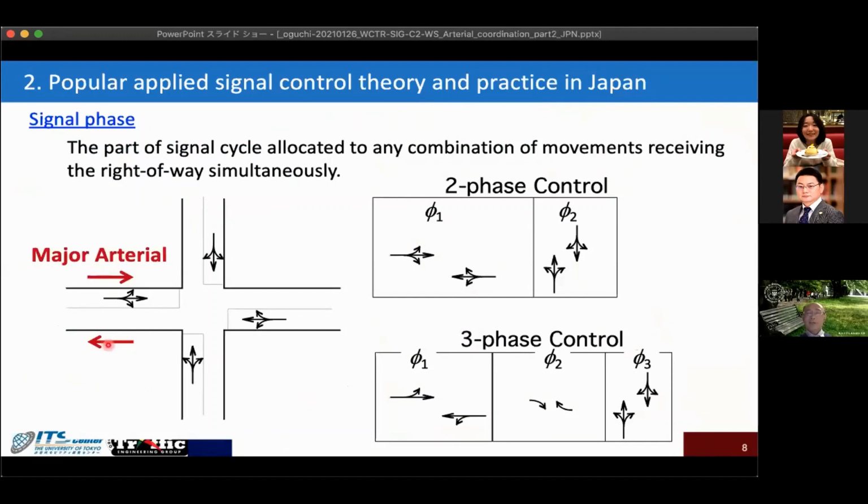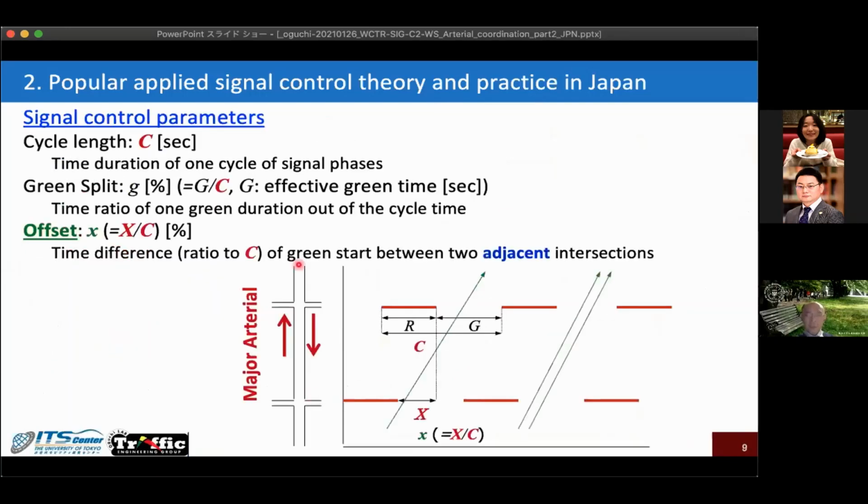Our Japanese application is very simple for coordination. We consider one arterial having a simultaneous start of green time for both directions, even with different phasing systems. Focusing on the one arterial, we set the cycle length and an appropriate green split, and from the coordination point of view, we set the offset values, which can generally be expressed as a percentage of the cycle length.